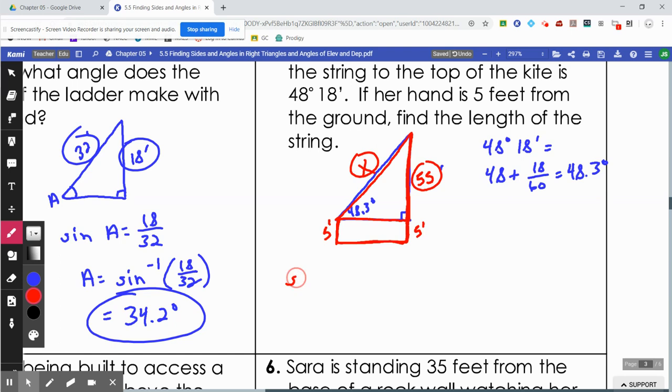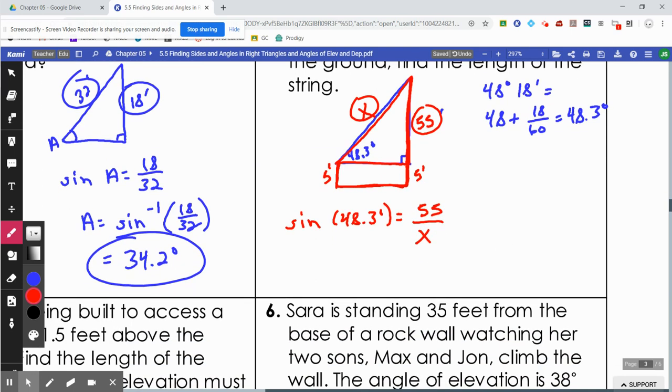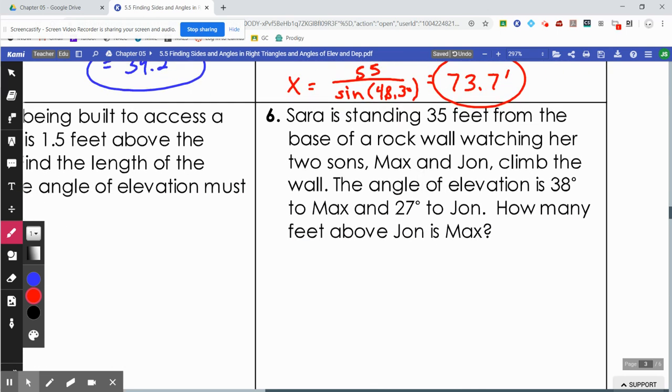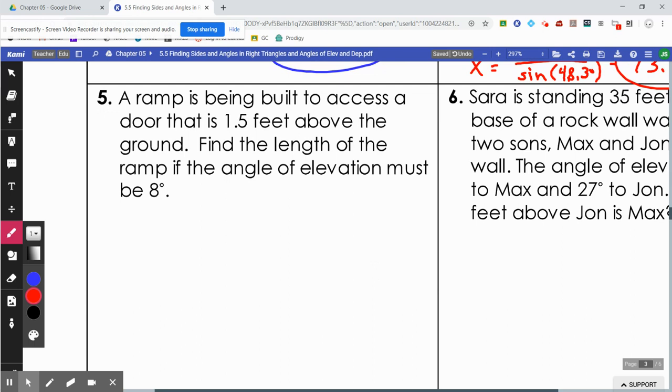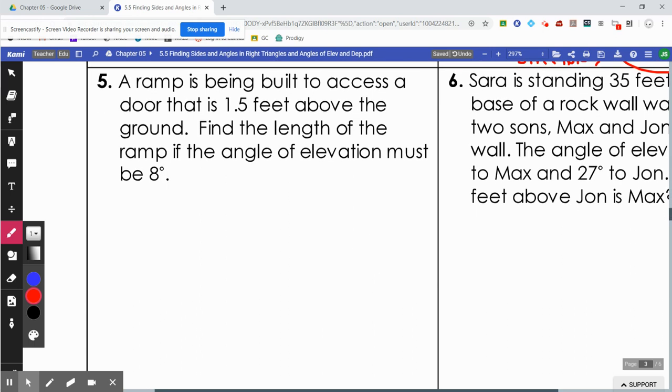So that's going to be a sine. The sine of 48.3 degrees is equal to opposite over hypotenuse. Since the x is on bottom, we're going to flip-flop it and say x is equal to 55 over the sine of 48.3, which is going to be about 73.7 feet. Number 5. A ramp is being built to access a door that is 1 feet above the ground.